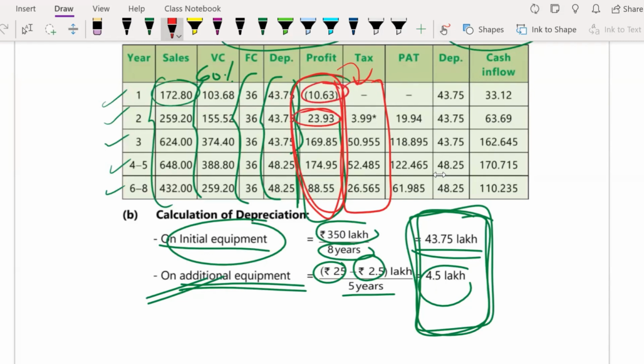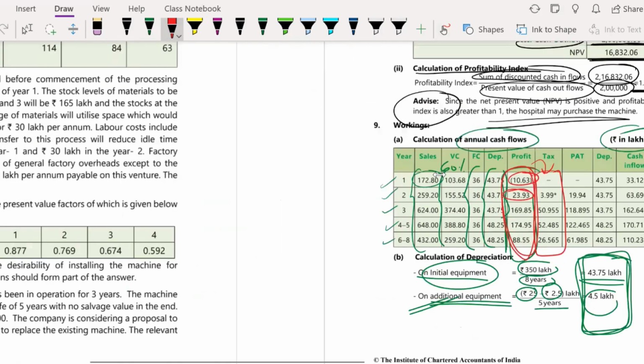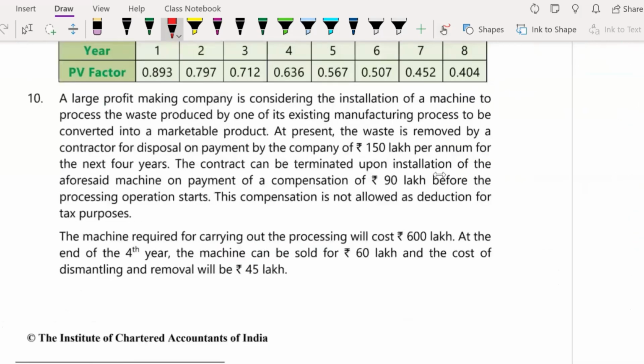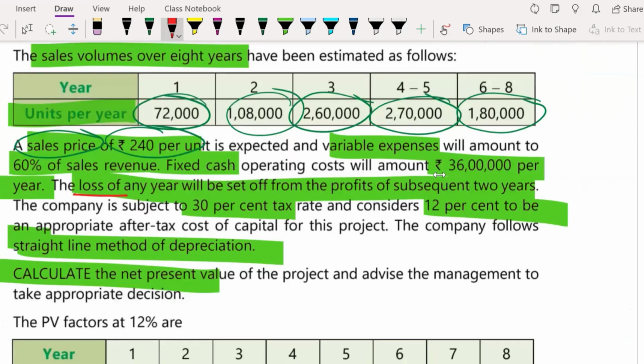In case of loss, you cannot calculate any tax, but in the case of profit, you can calculate tax. But here, if you had to pay tax on 23 lakh, it will be a high amount, correct? In the question, they had told you that you can set off your loss against the profits. So loss of any year will be set off from the profits of the subsequent 2 years.